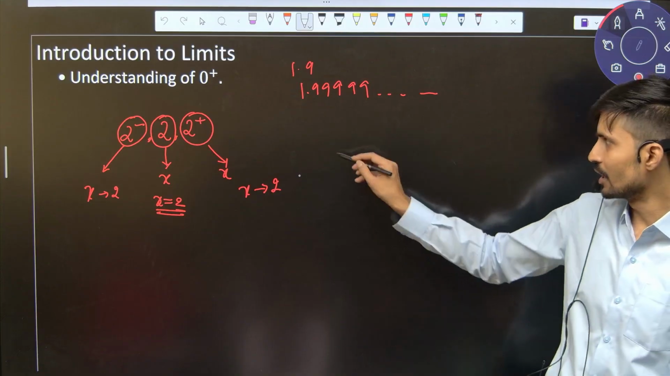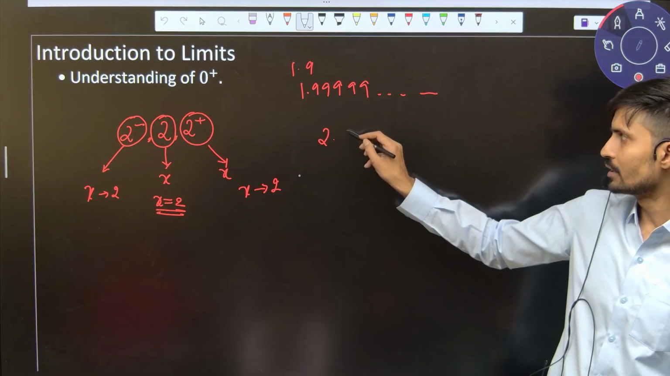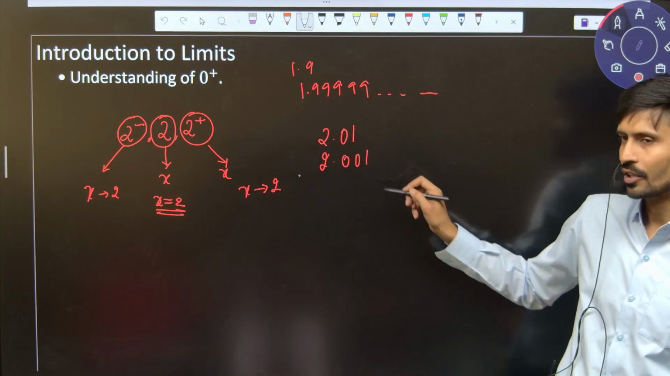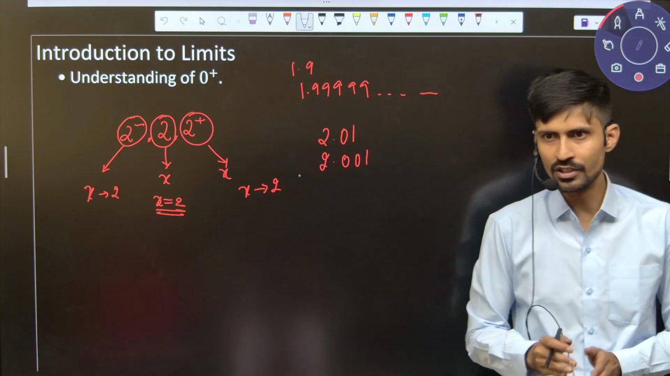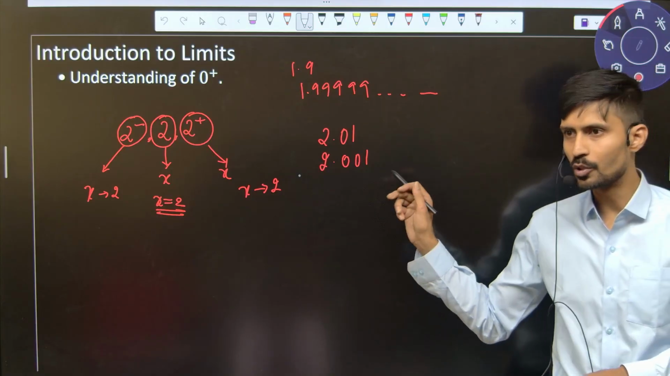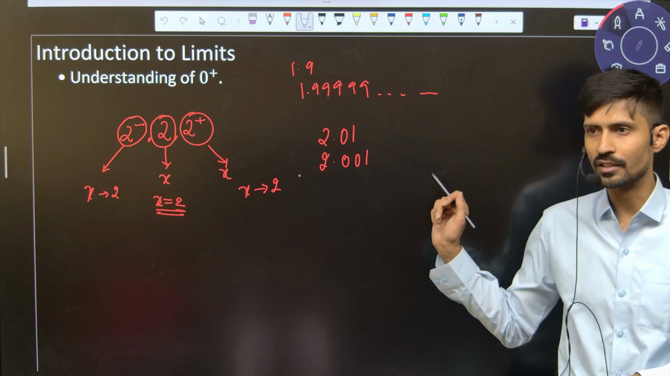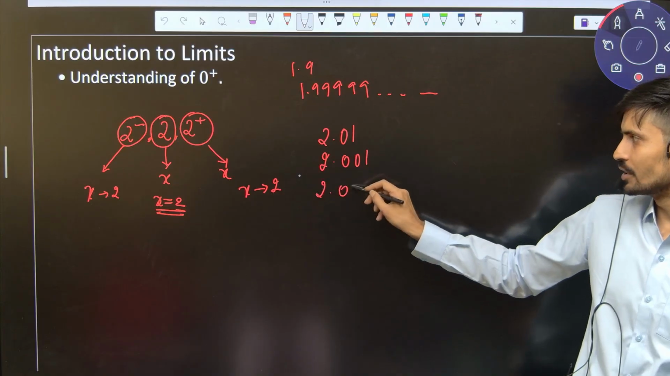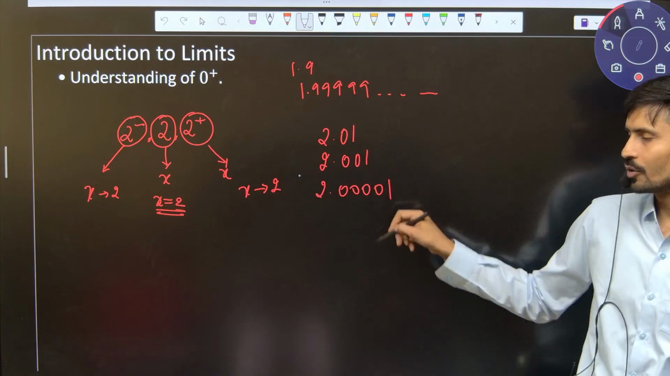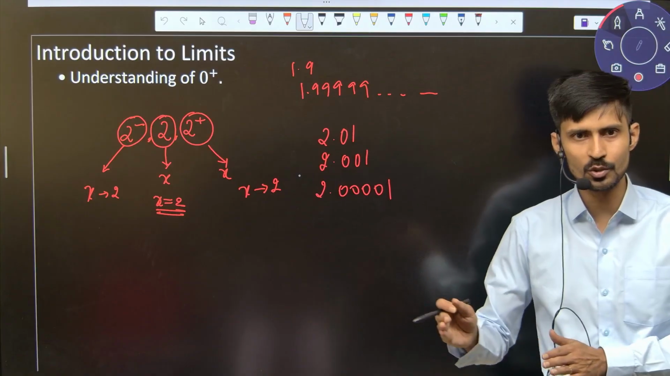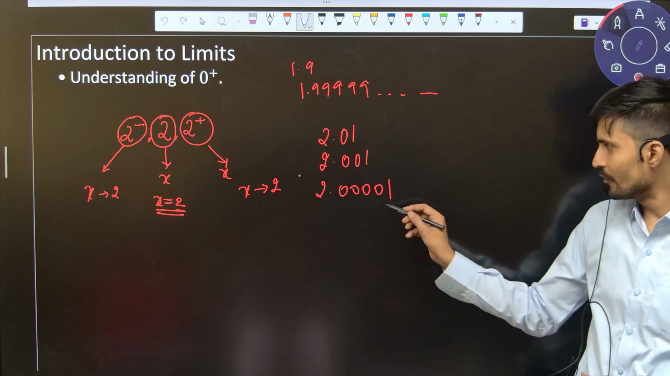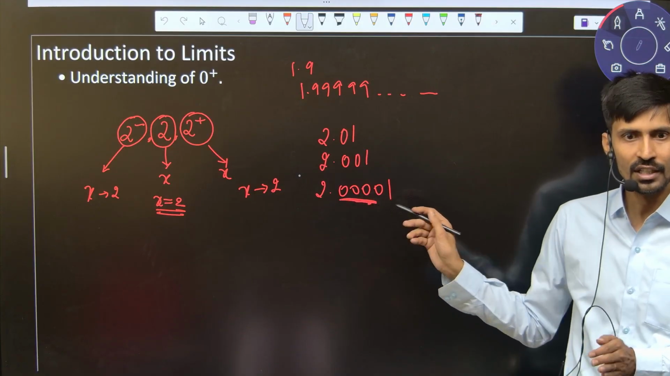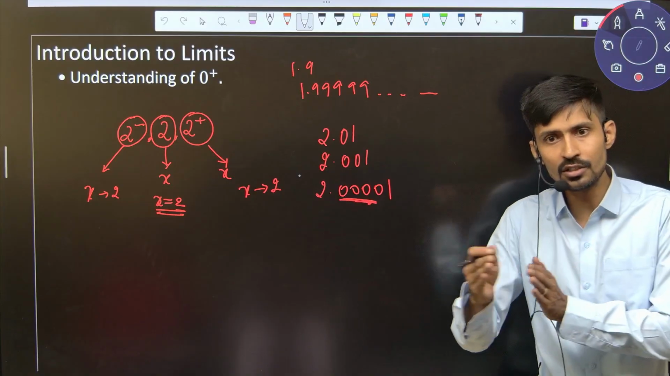Okay? Now tell me, 2.01 and 2.001, which is more towards 2? 2.01 or 2.001? 2.001. So if I now write 2.00001, tell me out of these 3 numbers, which is more towards 2? If I increase the count of 0s, it means that number is more towards 2.